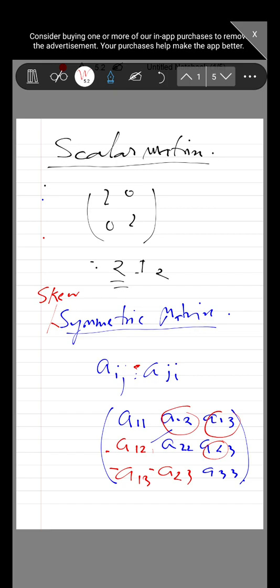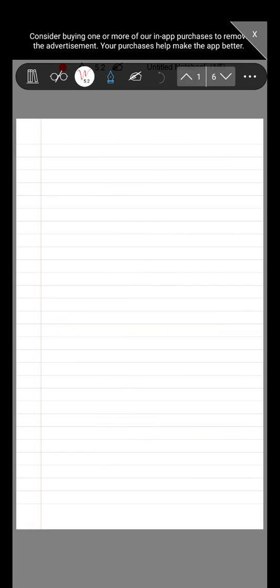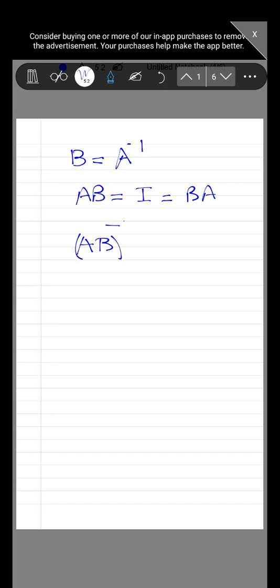Now suppose we have a case where matrix B is equal to the inverse of matrix A. So in that case, AB should be equal to I, which is an identity matrix, or which shall also be equal to B into A. And also, if we take AB and perform the inverse of this, it would be equal to B inverse into A inverse.